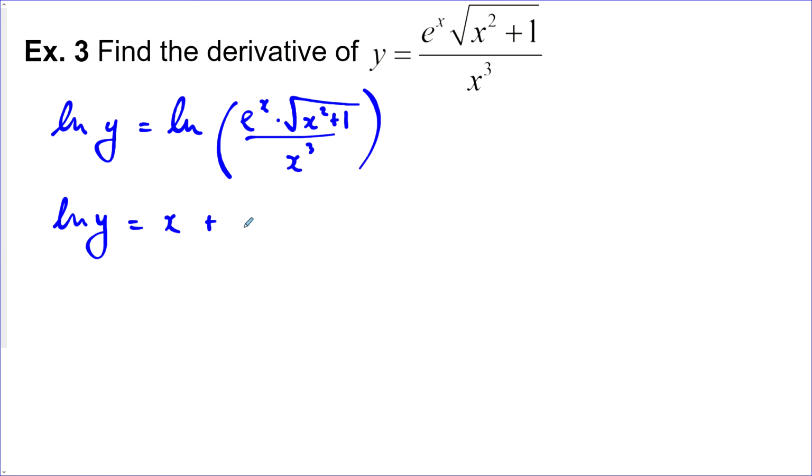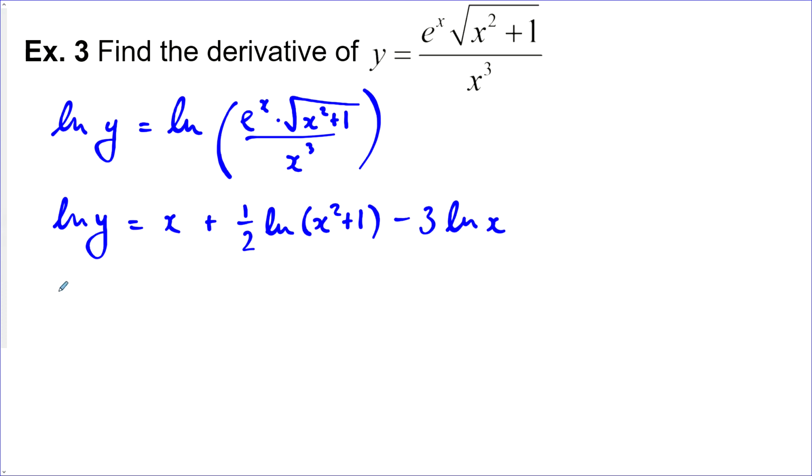plus, how about the 1/2 natural log of x squared plus 1. So the 1/2 comes from rewriting this square root into an exponent of 1/2 and then dropping it in front of the natural log. And then we're dividing, so that would be minus. The 3 will drop in front, the natural log of x. Now we're ready to take the derivative, and you can see this will be a much easier derivative than trying to do the quotient rule with this.